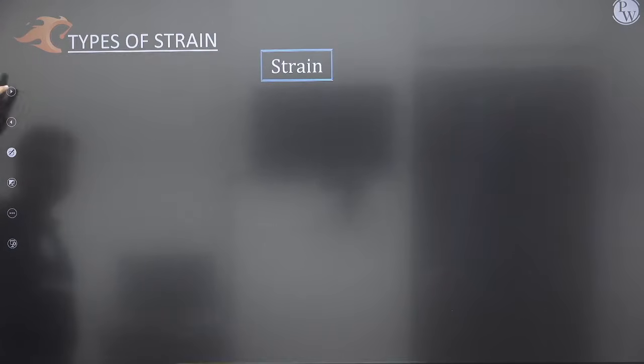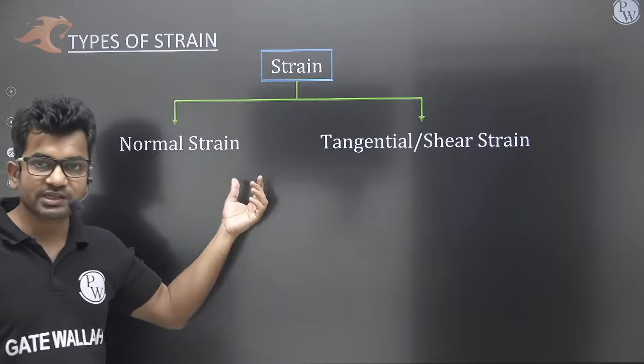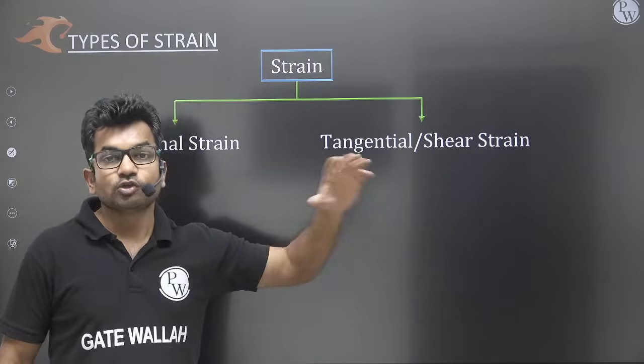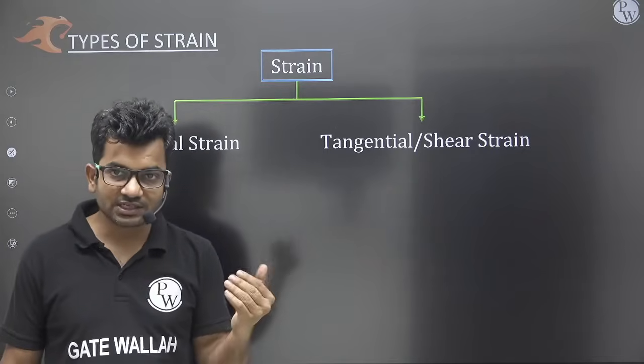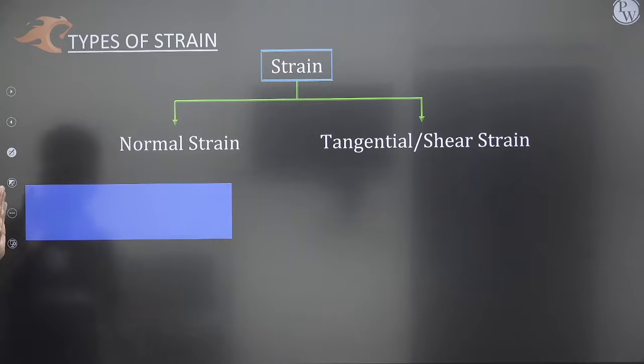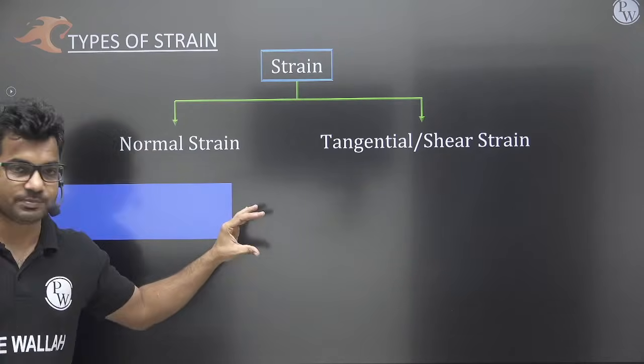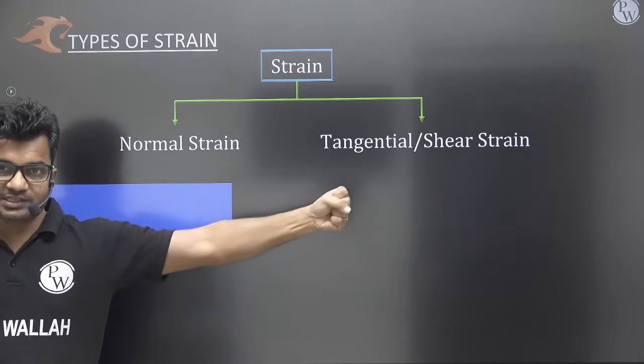So strains are classified into two categories, only two categories. One is normal strain and the other is tangential strain. Just like we have observed the stresses, the strains will be of two types only. So what are the two types? Suppose there is an element, there is a material. Let us say this is a prismatic bar and I am applying some tensile force on this.